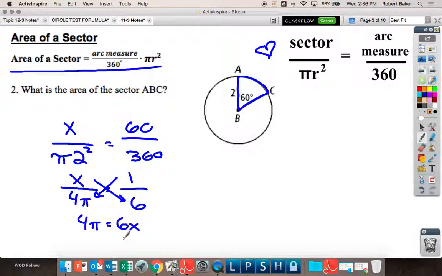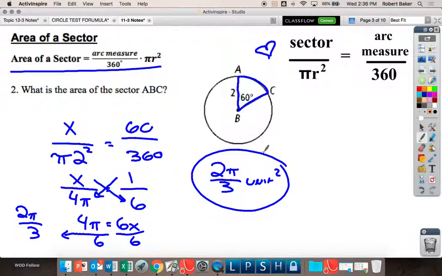And then divide both sides by 6. So we can simplify this fraction into 2 pi over 3. Still haven't really answered the question. Units squared. So the real answer is 2 pi over 3 units squared, because it is an area.